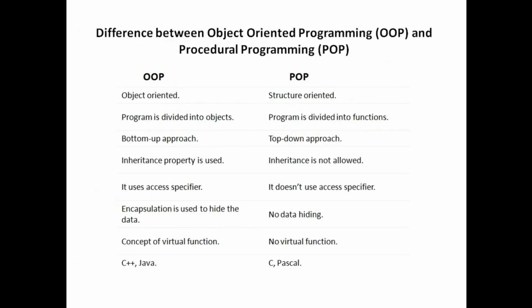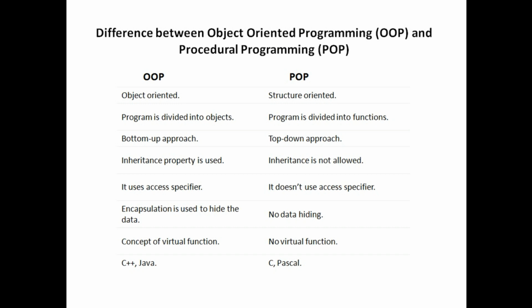Now let us see some differences between object-oriented programming and procedural programming. Object-oriented programming, as the name suggests, is object-oriented, whereas procedural programming is structure-oriented. In object-oriented programming, the program is divided into objects, whereas in procedural programming, the program is divided into functions. Object-oriented programming follows a bottom-up approach, whereas procedural programming follows a top-down approach. Inheritance, encapsulation, these properties are there in object-oriented programming, whereas they don't exist in procedural programming.